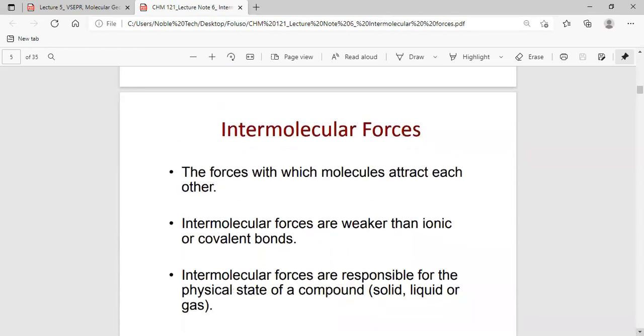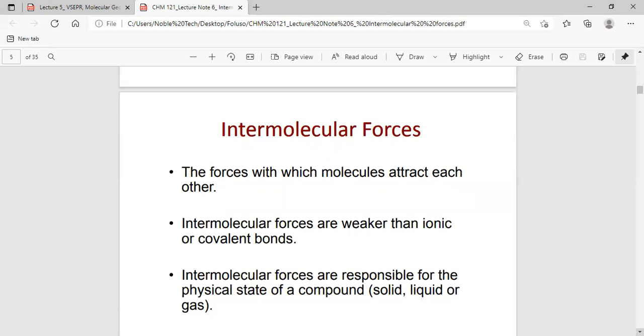So we'll look at them one after the other. Intermolecular forces, which we are going to be looking at, we'll start and look at them one after the other. So the forces with which molecules attract each other are called intermolecular forces. One particle of molecule attracted to another particle of molecule are called the intermolecular forces.